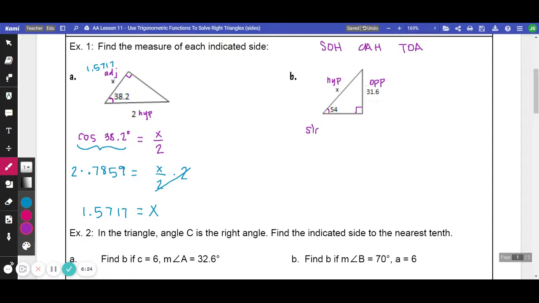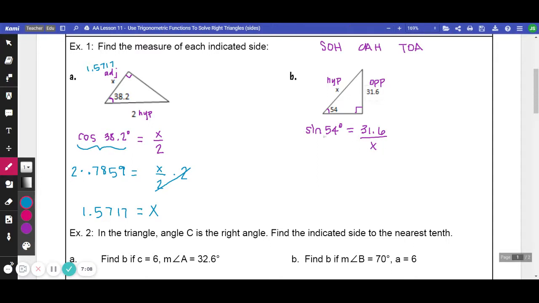So sine of the angle, 54 degrees. Sine of 54 is equal to, sine is the opposite side divided by the hypotenuse, the first letter over the second letter. So the opposite is 31.6, divided by the hypotenuse, which is x. This is a tough one for people to solve. People really struggle with this step right here. You could do this as a decimal first, now or in the next step. I'm going to do it in the next step. You can't just divide by 31.6 because x is in the denominator.